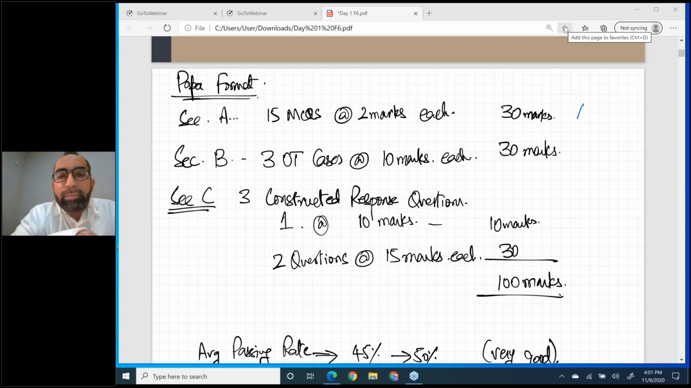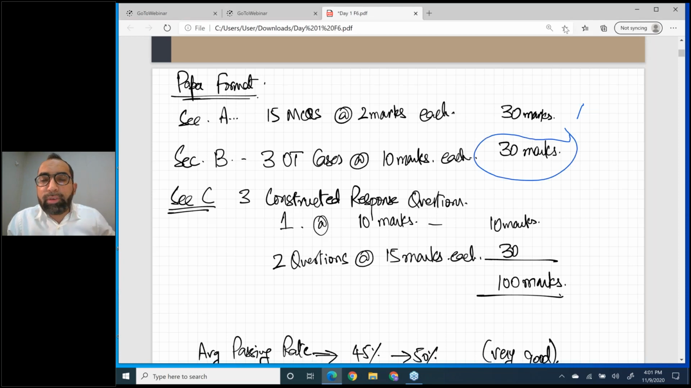Then section B. In section B, you will have 3 OT cases. You must know the meaning of OT cases: 3 cases with 5 MCQs each, or 5 boxes each. One OT case is equal to 10 marks, so obviously this will be 30 marks. Now the question is, from where will section B come? Normally, the past practice of the examiner is that in section B he tests 3 areas: CGT 10 marks, IHT, that is inheritance tax, 10 marks, and value added tax, 10 marks. This is the past practice, but the examiner may change it.